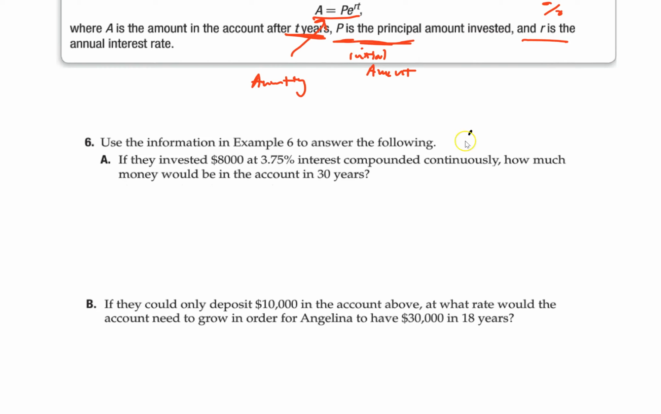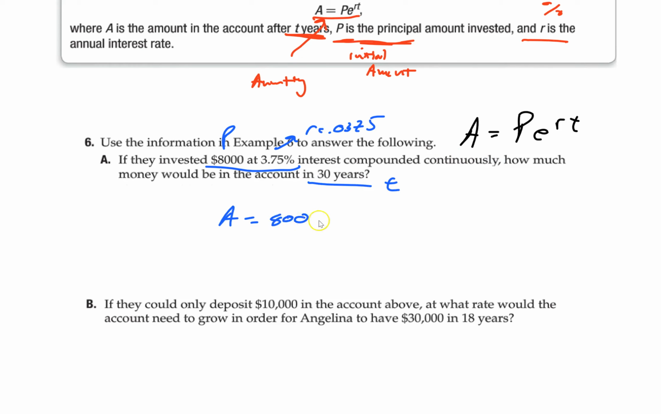So again, we're going to use this formula. I'll give it to you. Look what they give us. If they invested $8,000 at 3.75% interest, so already I have my investment, my P, my principal initial amount, and my R. Remember, move it over to make it a decimal, so 0.0375. Compounded continuously, how much money would be in the account in 30 years? That gives me my T. So I have everything I need. If I deposit $8,000, E to the RT at 0.0375 times 30 years, how much money would I have at the end?